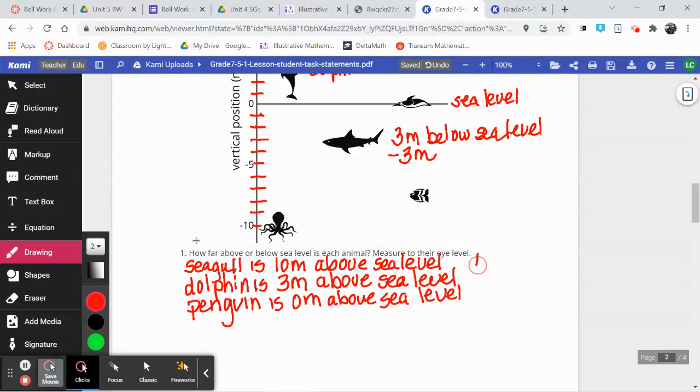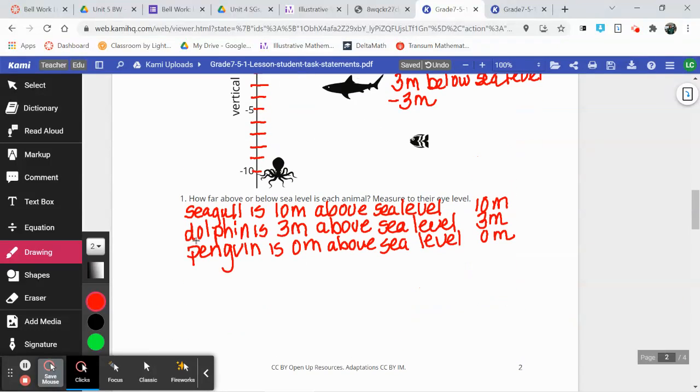So the seagull was at positive 10 meters. The dolphin was a positive 3 meters because they were above. 0 never has a sign. It is not positive or negative. The shark is 3 meters below sea level, which is -3 meters.